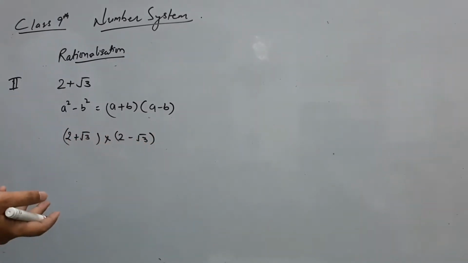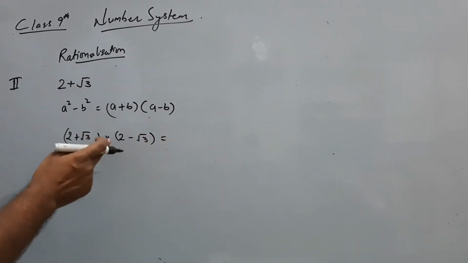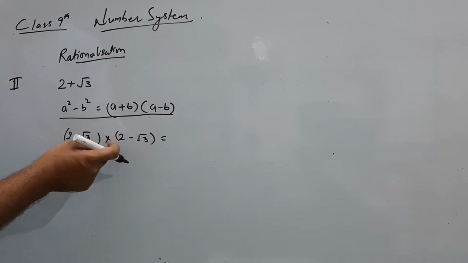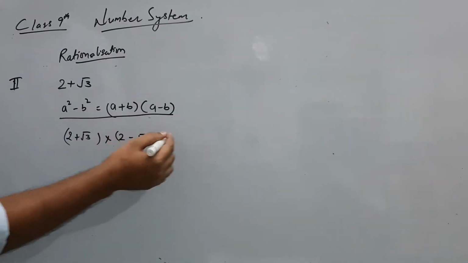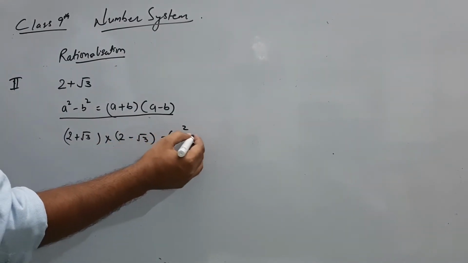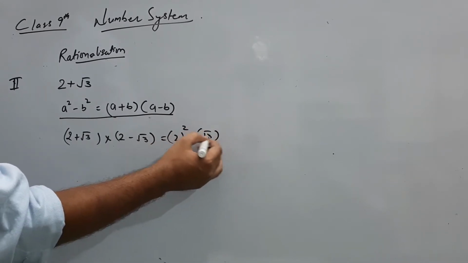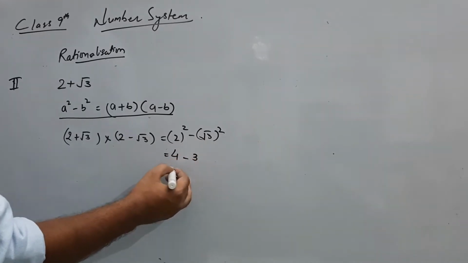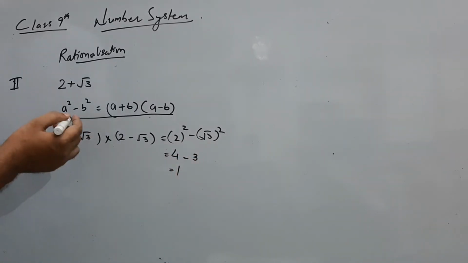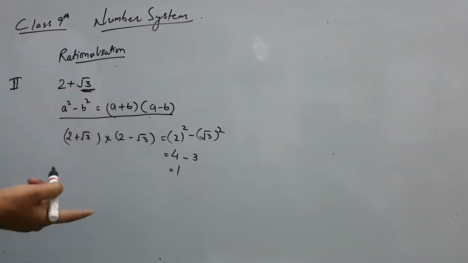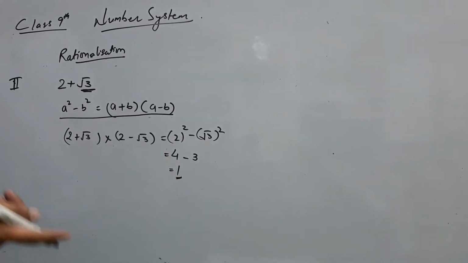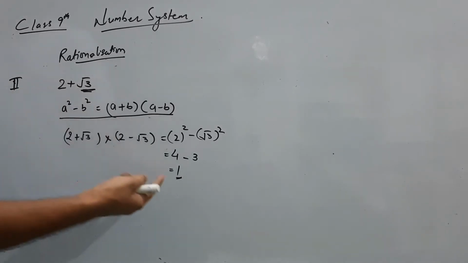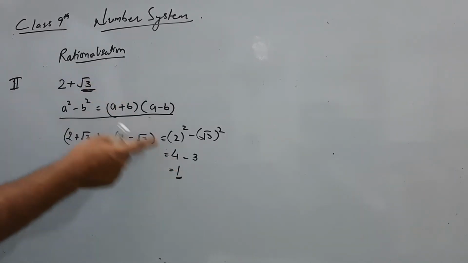So what will it produce? It will produce only this formula, which is a plus b into a minus b, which is equal to a square minus b square, and this is 4 and this is 3, so it is 1. Previously it contained an irrational number, now it is not containing an irrational number. So what is rationalization? Converting an irrational number into a rational one. It is known as rationalization.